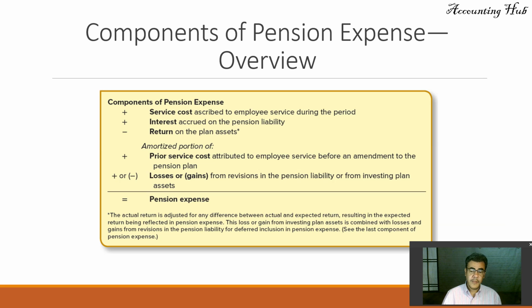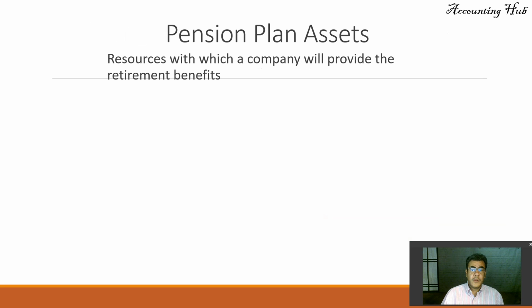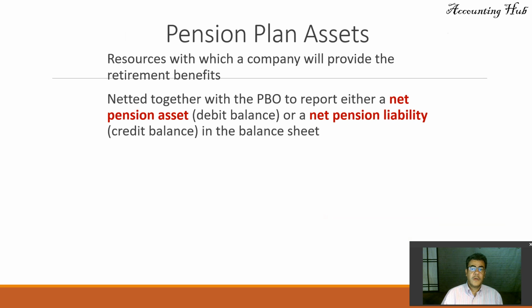Okay? So how does it work? Or what is a plan asset? Resources with which a company will provide a retirement benefit, netted together with the PBO, the pension benefit obligation, to report either a net pension asset when plan assets are greater than the PBO, or a net pension liability when the PBO is greater than plan assets.